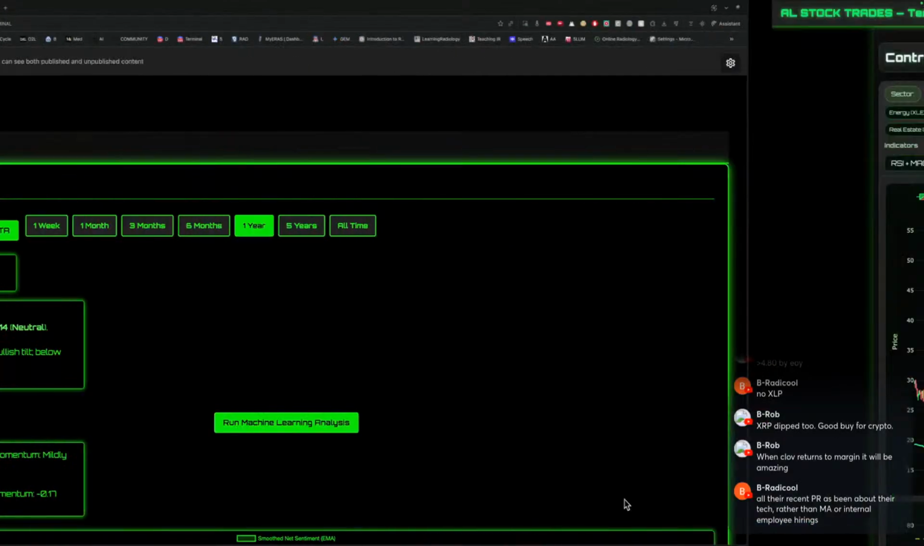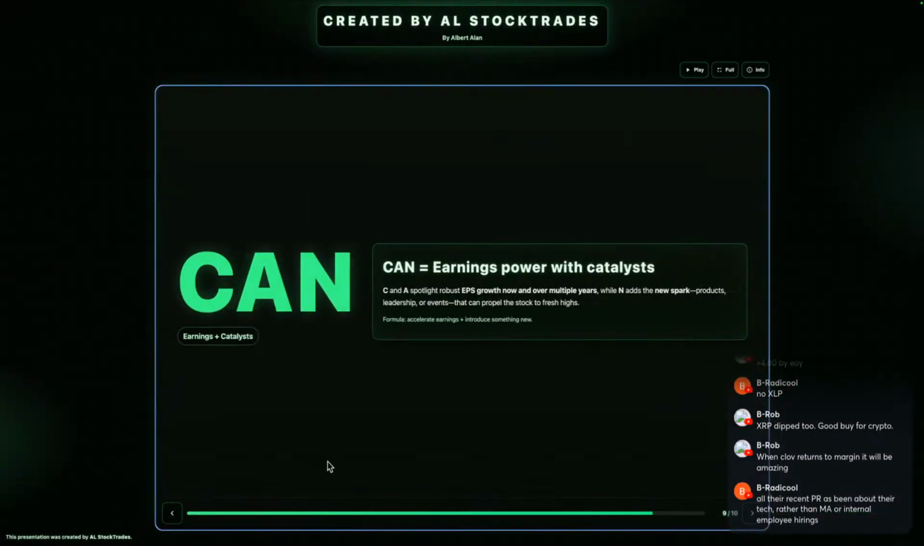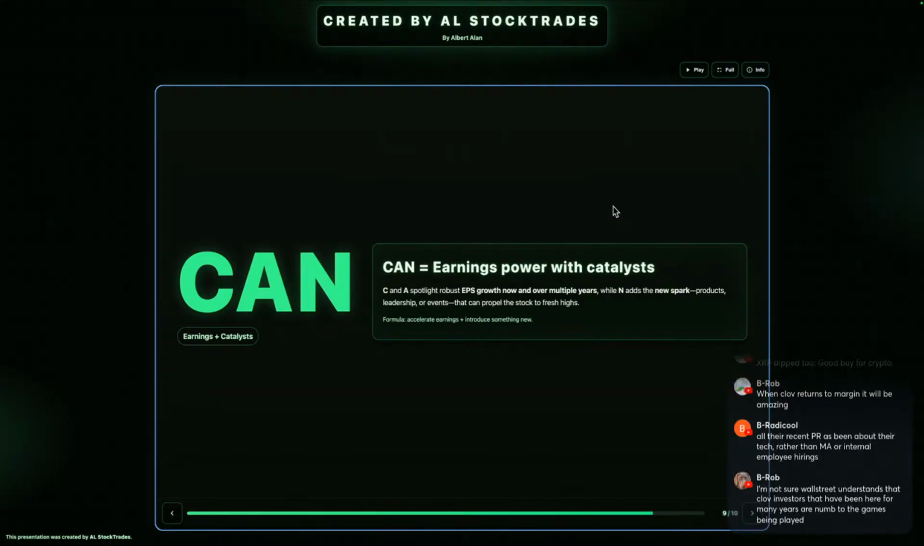So now what else do we need to talk about? There's M. Let's finish off the presentation. C and A, earnings power with catalyst: spotlight robust EPS growth over multiple years. N is for news sparks.